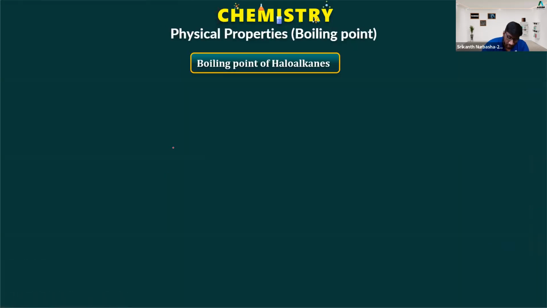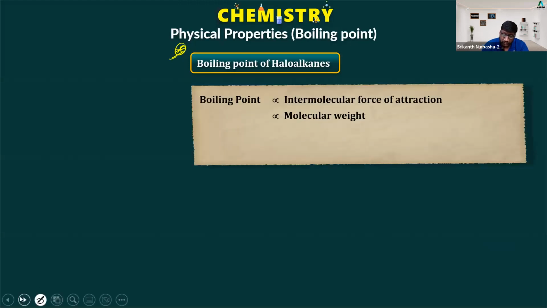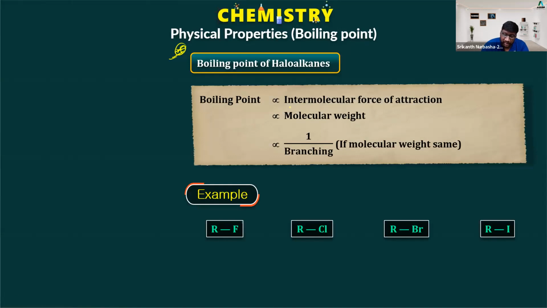And then you go with the boiling point orders, like properties. Boiling point will depend upon what? Boiling point obviously depends upon molecular weight. Greater the molecular weight, greater will be the boiling point, because of greater van der Waals force of attraction. Here you can consider 2 points. Boiling point is directly proportional to intermolecular force of attraction. So intermolecular forces of attraction are higher when the molecular weight is higher.